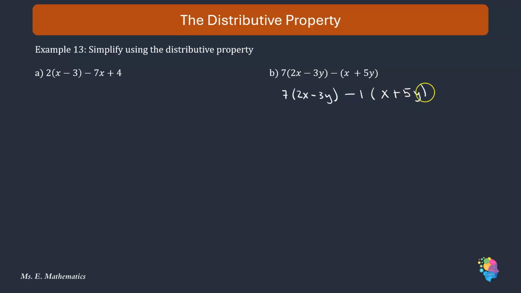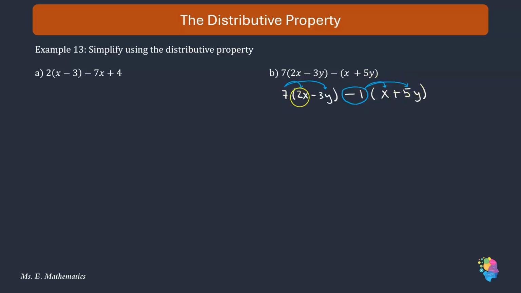Now, do we have to put a 1? No. I'm just going to put it there to help me do the distributive property, but if you can already see it, then you don't have to worry about that. So for the first parentheses, the 7 will be distributed over the 2x and this minus 3y. And for the second parentheses, we're going to distribute a negative 1 times x and a negative 1 times 5y.